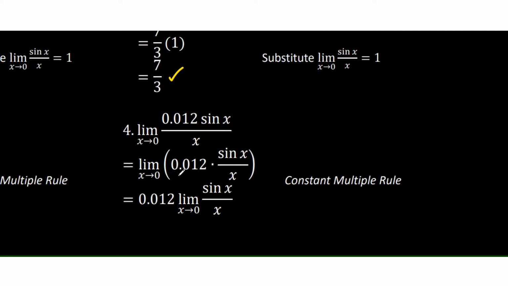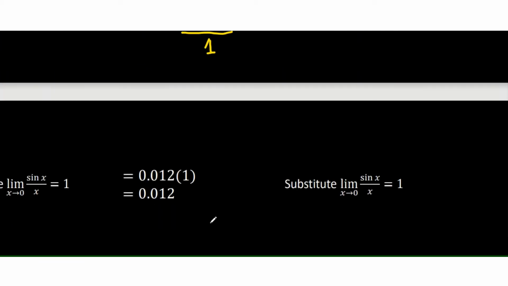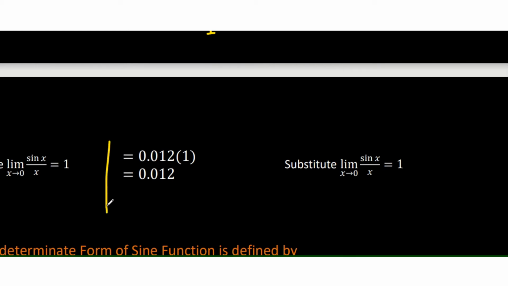Also, we can have decimals wherein 0.012 is multiplied to sine x over x. You just need to separate that fraction and evaluate sine x over x, and this is equal to 1. So 1 times the decimal 0.012 will give you 0.012 as the limit.